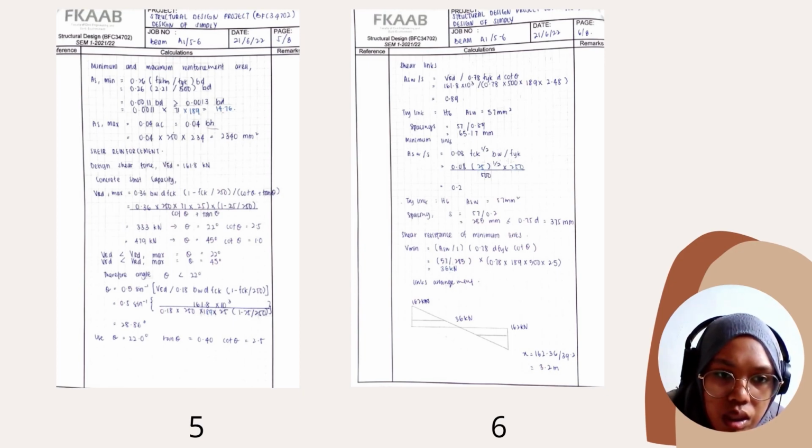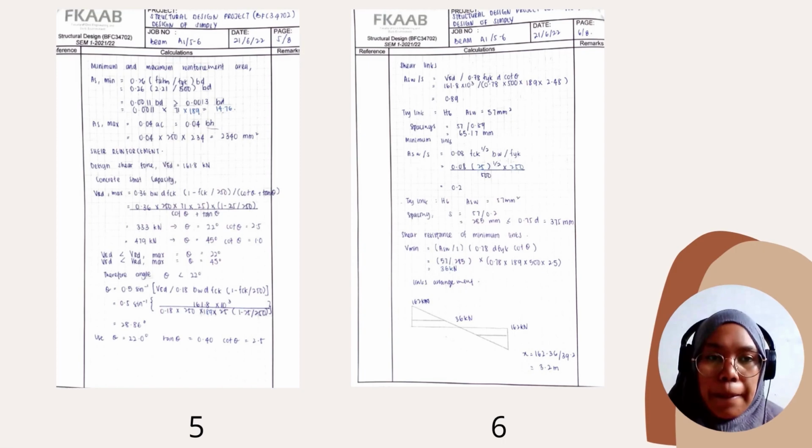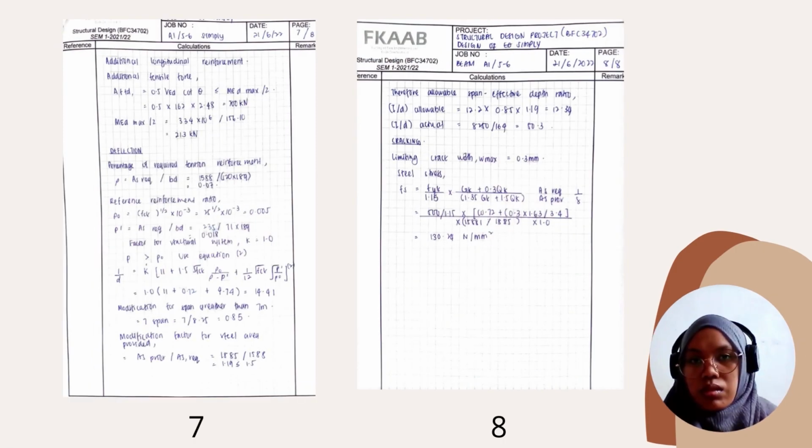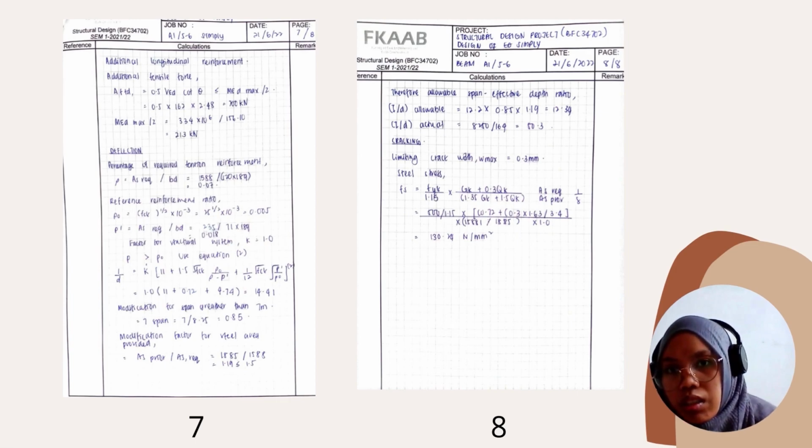Okay, so here is the link arrangement. We have the minimum shear resistance of minimum link is 36 kilonewton. Okay, for the additional longitudinal reinforcement, for the additional tensile force, it is equal to 200 kilonewton.